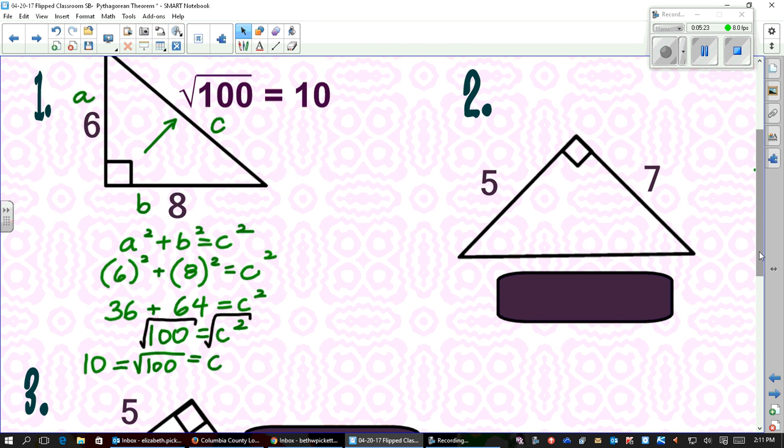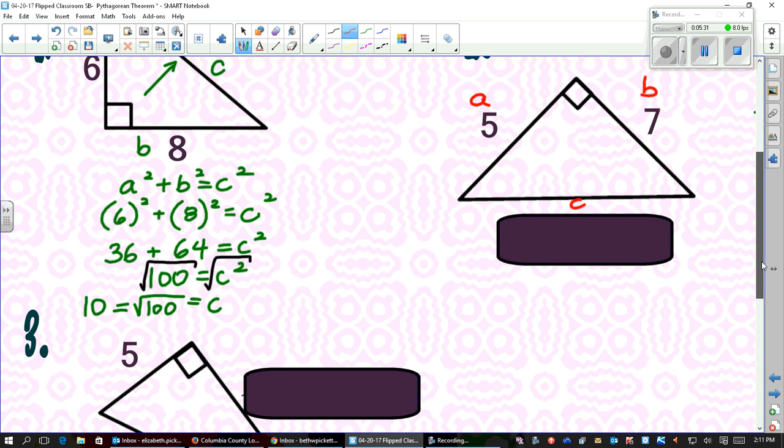Okay, moving on to number 2. Again, the unknown is the hypotenuse, so that'll be C. Okay, choose the legs. Which one will be A, which one will be B? It doesn't matter which is which. Write down the Pythagorean theorem if you need to. Okay, plug in what you know. 5 squared plus 7 squared equals C squared.